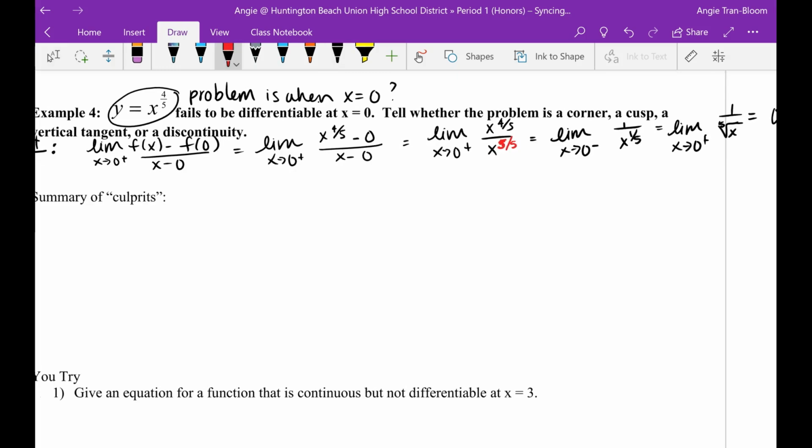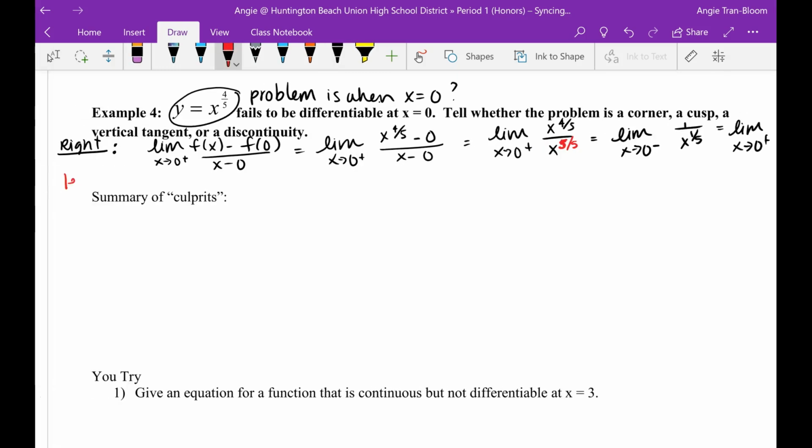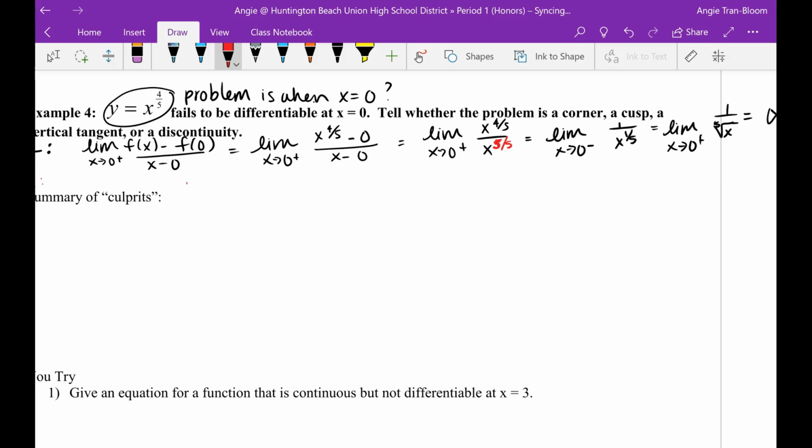I'm going to do the same thing for the left-hand derivative, except that I don't need to do all the basic math again. I'm just going to jump all the way to the very end here. The limit as x approaches 0 from the left of 1 over the 5th root of x, okay? So now I'm going to be choosing a negative 0.0001. What's happening is 1 divided by a tiny negative number is going to be a negative infinity.